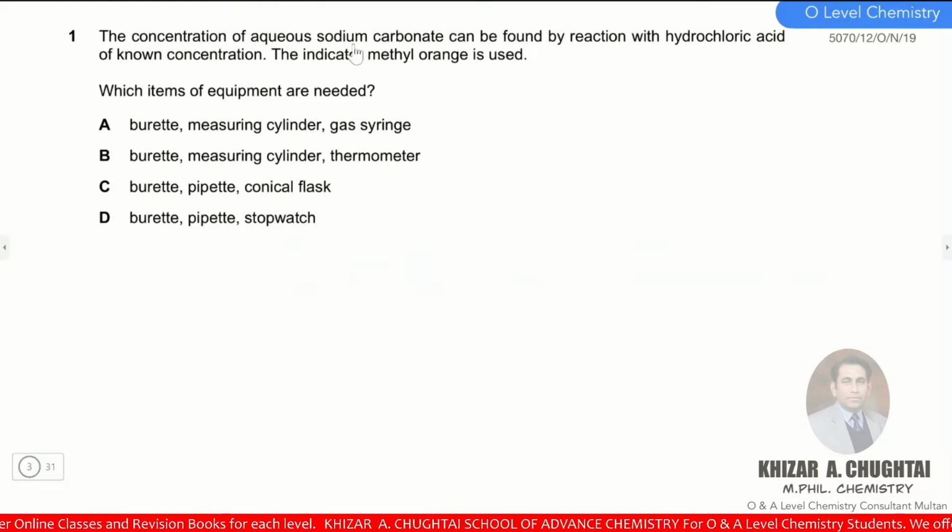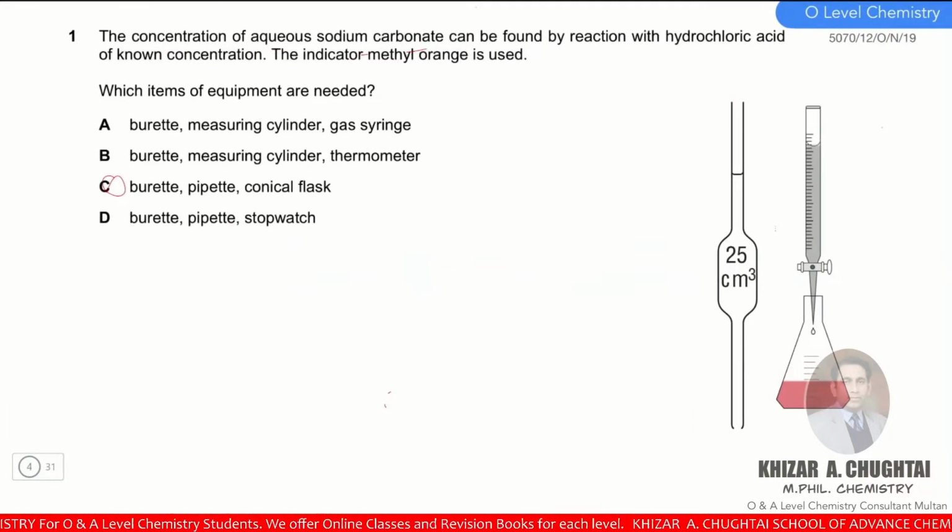You know that sodium carbonate is a soluble base, and HCl is a soluble acid. So we are going to mix them in the presence of an indicator. It means that we are going to perform a titration, right? For a titration, we need 3 basic items of equipment: number 1, pipette; number 2, burette; number 3, the conical flask. So the items needed are the burette, pipette and conical flask. So C is the correct option.